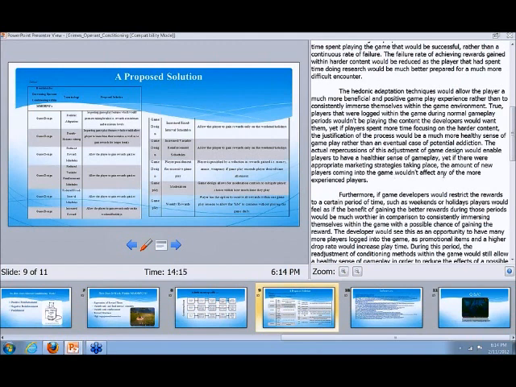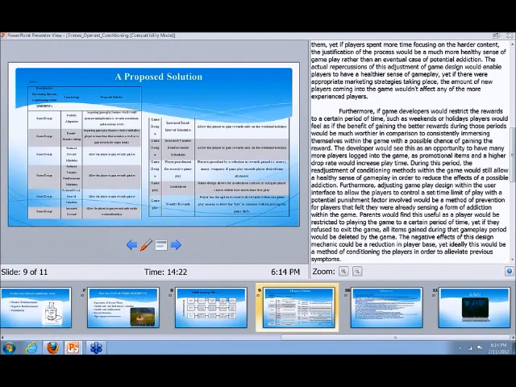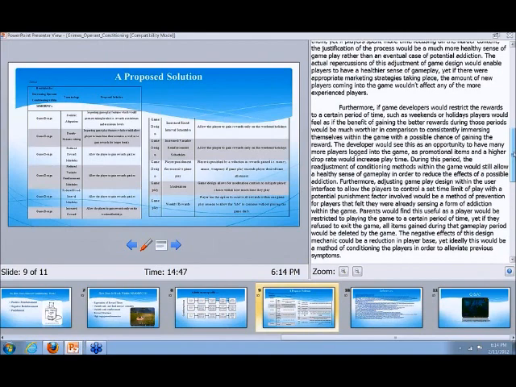Furthermore, if game developers would restrict the rewards to a certain period of time, such as weekends or holidays, players would feel as if the benefit of gaining the better rewards during those periods would be much worthier in comparison to consistently immersing themselves within the game with a possible chance of gaining the reward. The developer would see this as an opportunity to have many more players logged into the game, as promotional items and a higher drop rate would increase play time. During this period, the readjustment of conditioning methods within the game would still allow a healthy sense of gameplay in order to reduce the effects of a possible addiction.